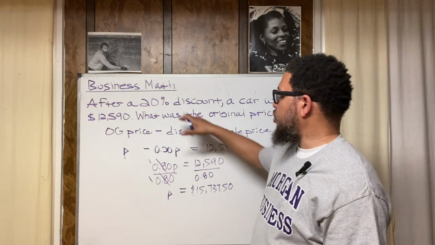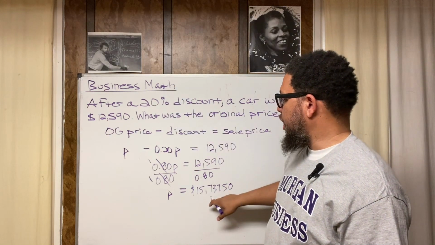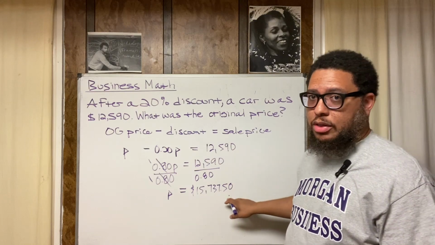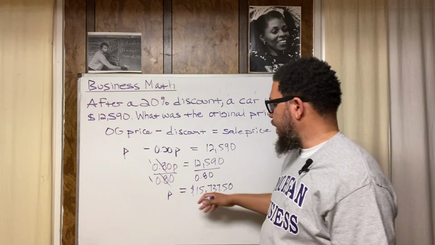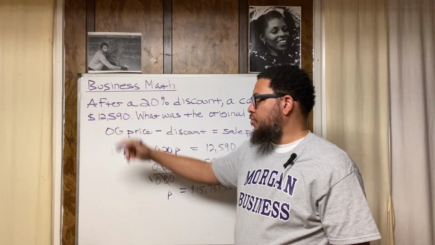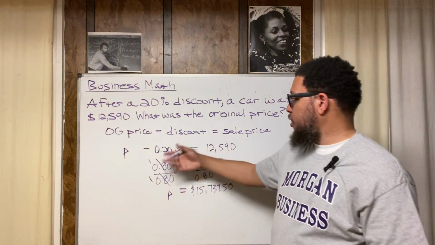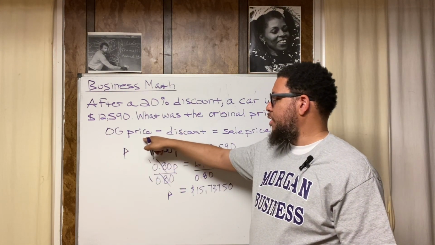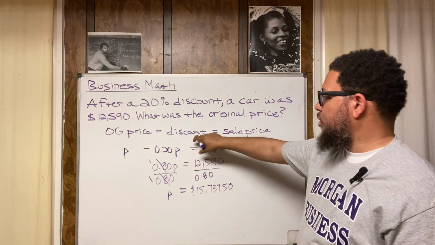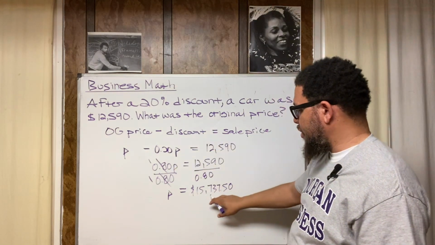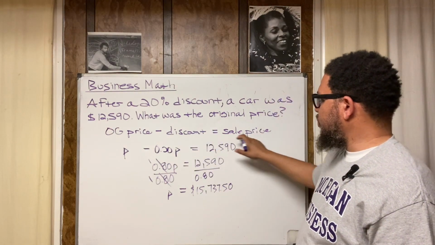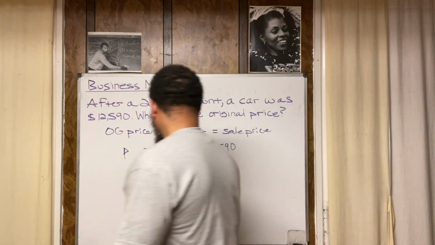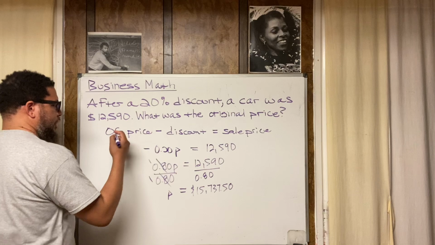The original price was $15,737.50. If I took 20% off of that, 20% of this, which is also 1/5 of this, in dollars, and I subtract, I'm going to end up with 12,590. That's my sale price. Go back to the original equation. The OG price, $15,737.50 minus 20% of $15,737.50 should equal the sale price, right? Let's check our work. How do I know it's right? You gotta check your work.